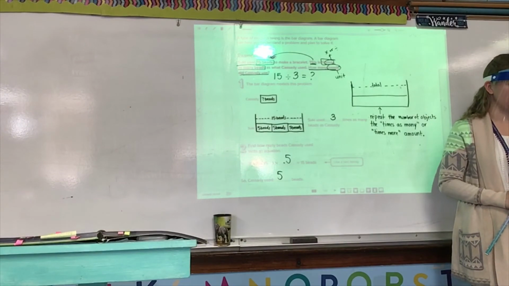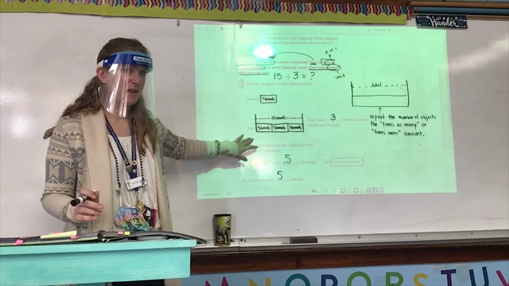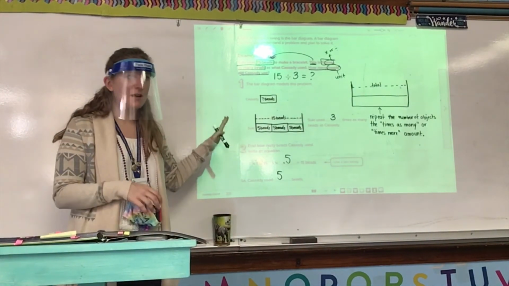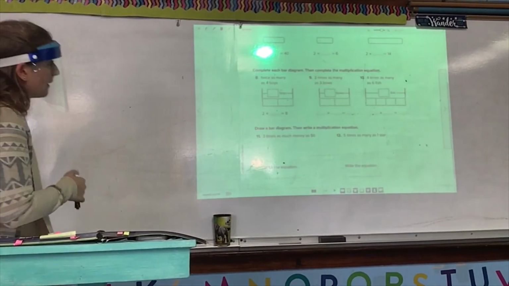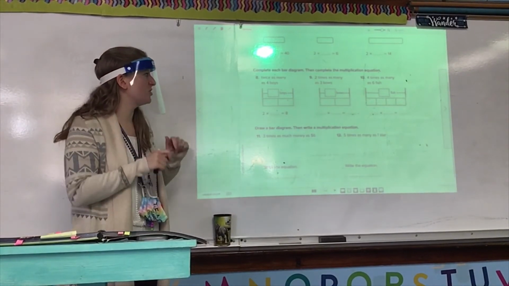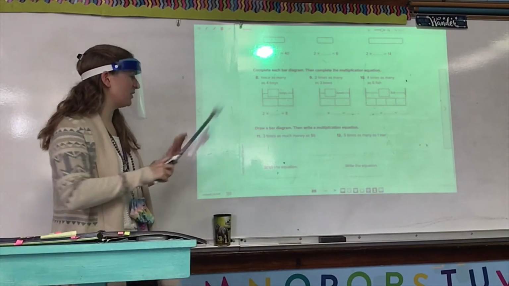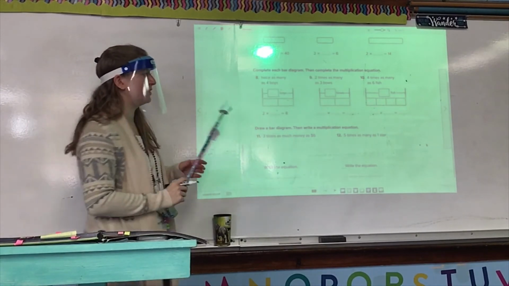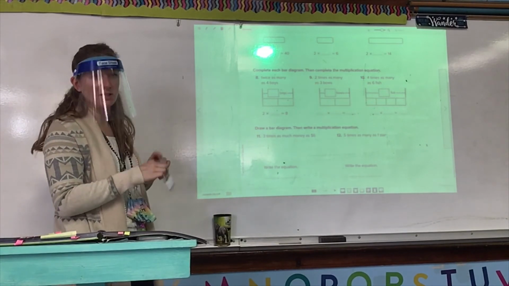Does everybody see that? Let's go ahead and look at the independent practice bar diagrams while we've still got this fresh on our minds. And then we'll go and do the guided practice. So look at numbers 8, 9, and 10. Whenever I pull it up, we'll see which one looks better, and that's the one we're going to do together. Actually, no, let's do number 9. Sorry. Okay, so everybody look at number 9. The directions for this part say complete each bar diagram, then complete the multiplication equation. So number 9 says 2 times as many as 3 bows.